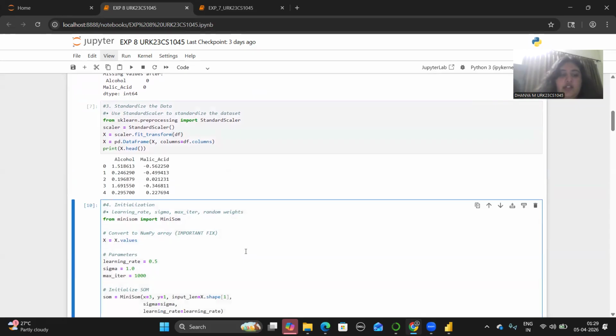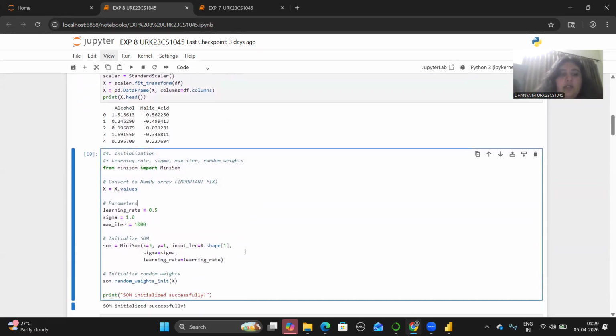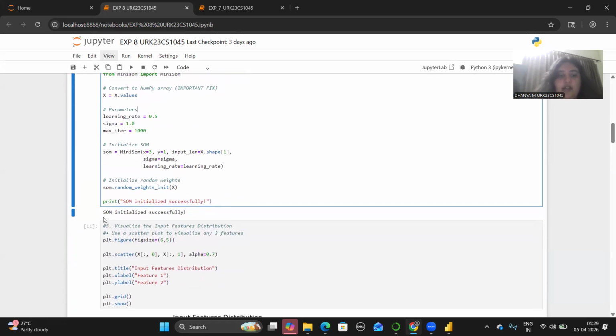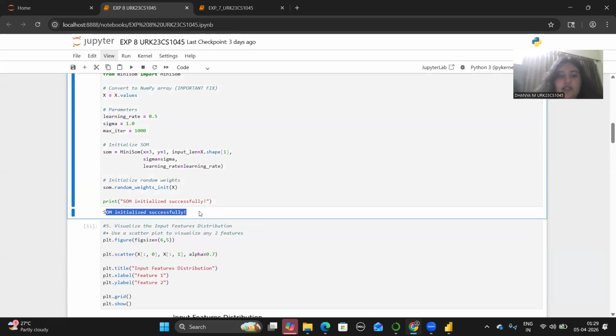And for the fourth question, I've initialized SOM with a learning rate and sigma. Learning rate controls the learning speed. Sigma is the neighborhood radius, and weights are randomly initialized. This step is mainly for preparing the SOM grid for training. And you can see over here in the output, the SOM is initialized successfully.